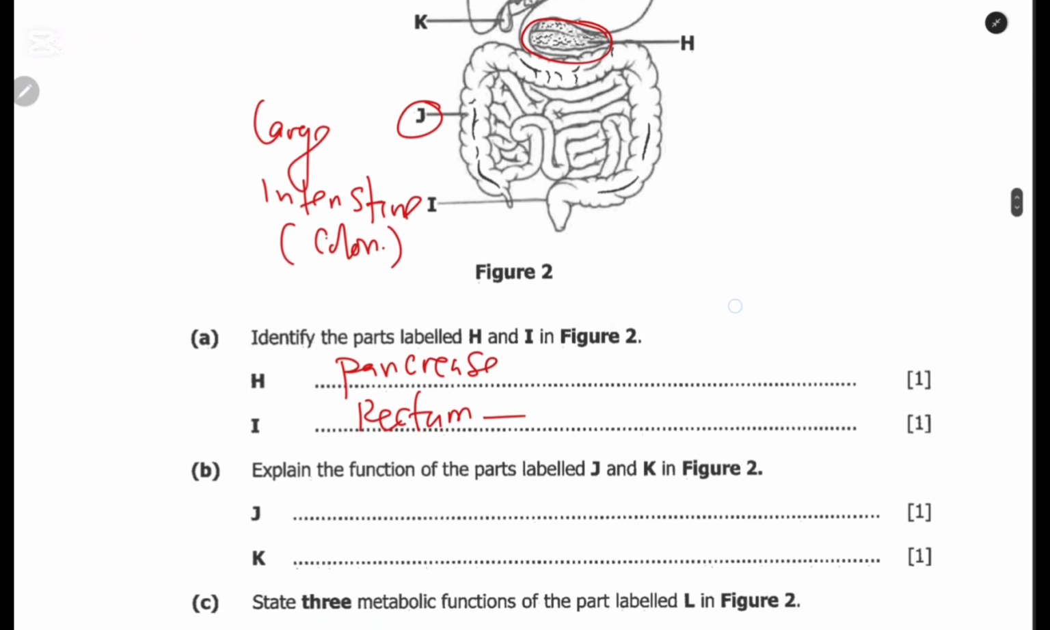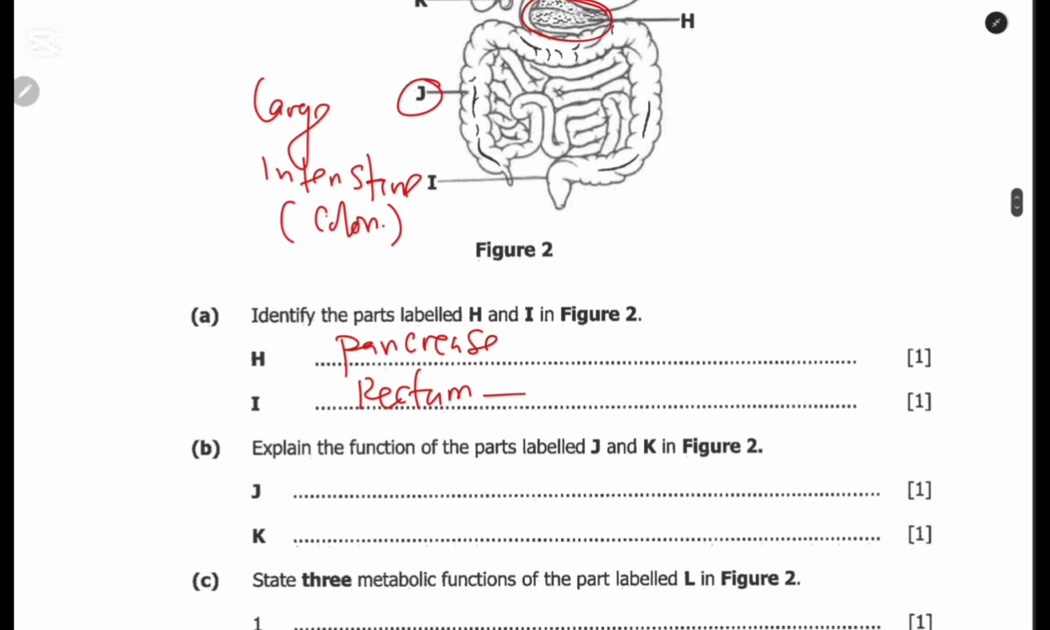All right. So J, we can say large. Explain the function anyway. We are giving the function, not identifying the parts. So give the function of the large intestine. That is the question. So the large intestine plays an important role in absorption of water.